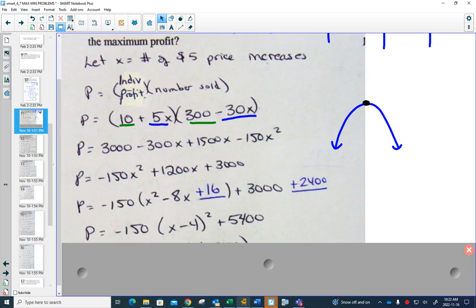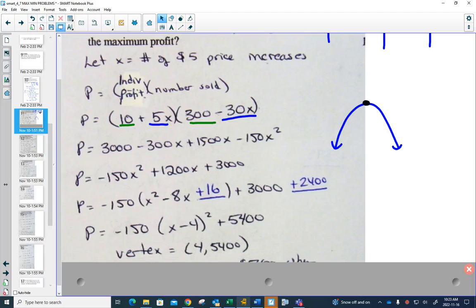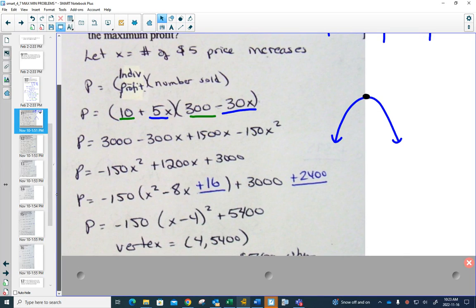Draw a space for each number. The minus 8 is a hint. You know this is going to be minus 4. Minus 4 squared is 16. And then negative 150 times 16 is negative 2,400. So we need to add 2,400. And that tells us our vertex.